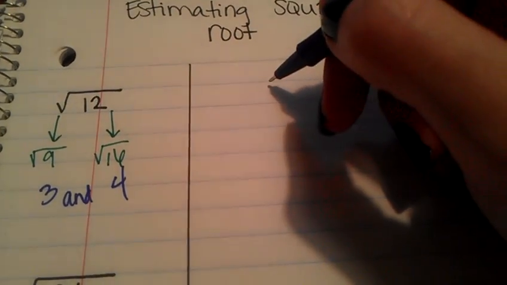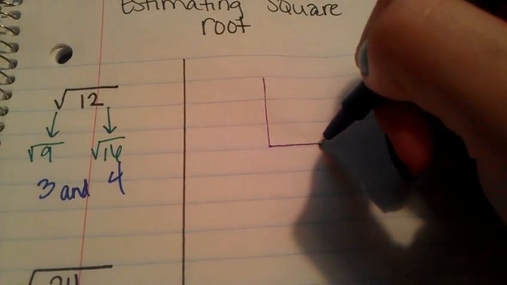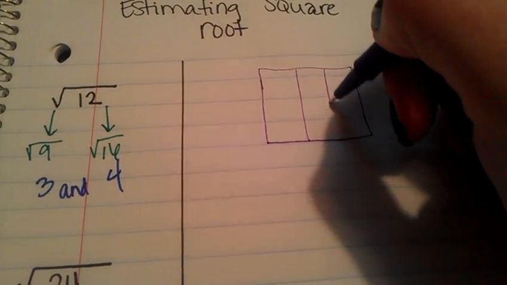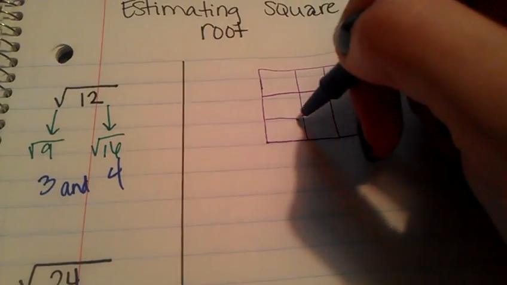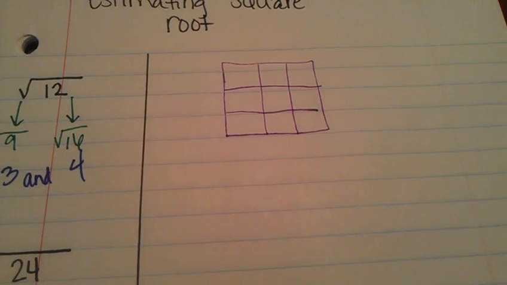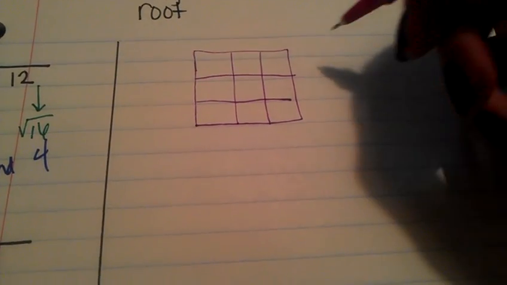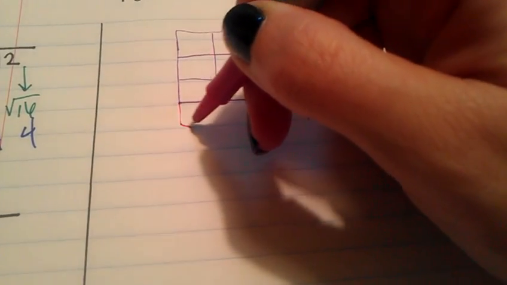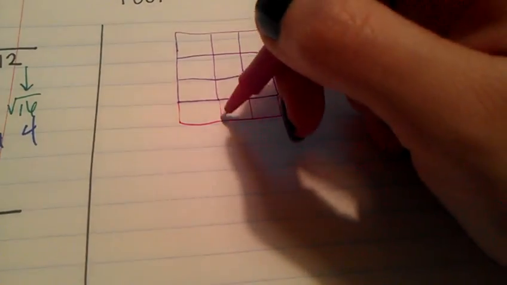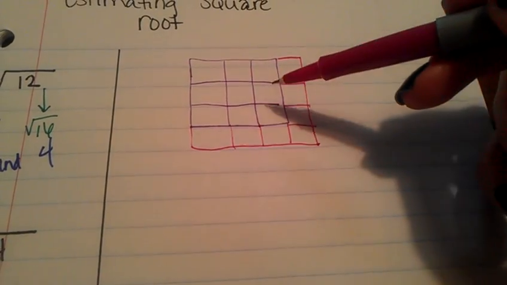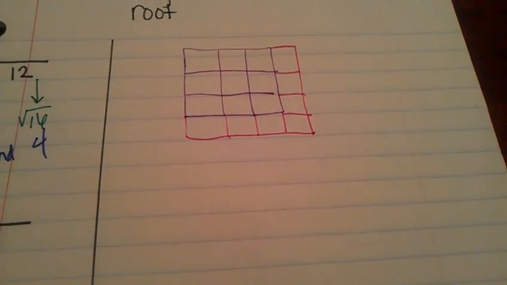We know that the square root of 9 is a 3 by 3 square. So here's your model for a 3 by 3 square, so the square root of 9. Well, I'm going to take this 3 by 3 square and I'm going to turn it into a 4 by 4 square. So you see, it was a 3 by 3, and then I made it a 4 by 4. So we know that it falls in between those two.